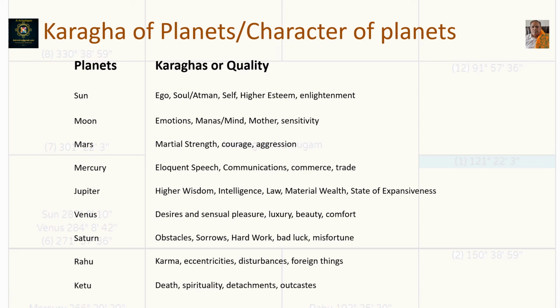Rahu, karma, whatever that karma is doing, it will punish him. Eccentricities, disturbances, and foreign things. So foreign travel, foreign wife, foreign study, foreign job, all we look at Rahu, and if it is there, it is a highly probable thing. Ketu also, spirituality, detachments and outcasts. So these are the Karakas of the planets.